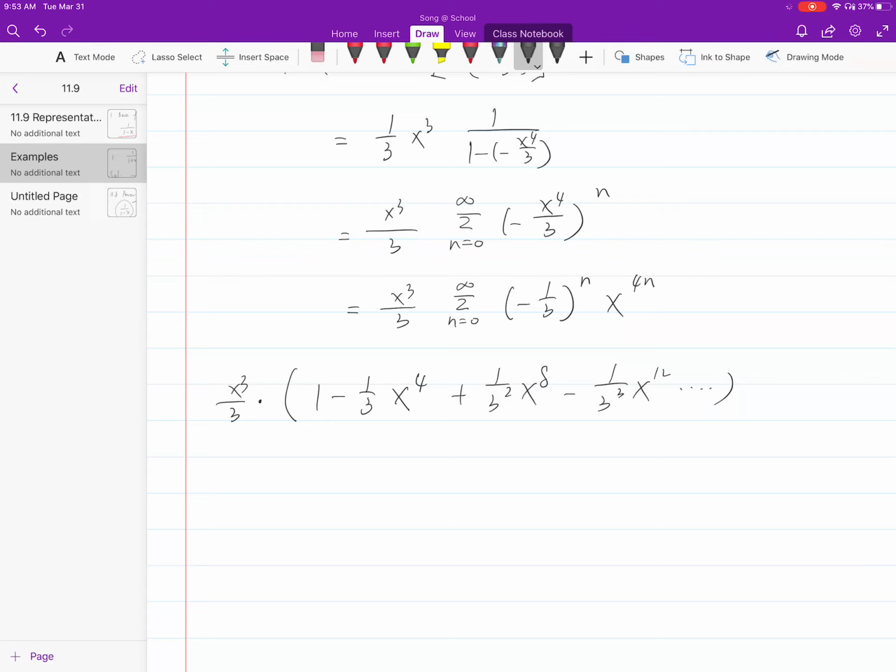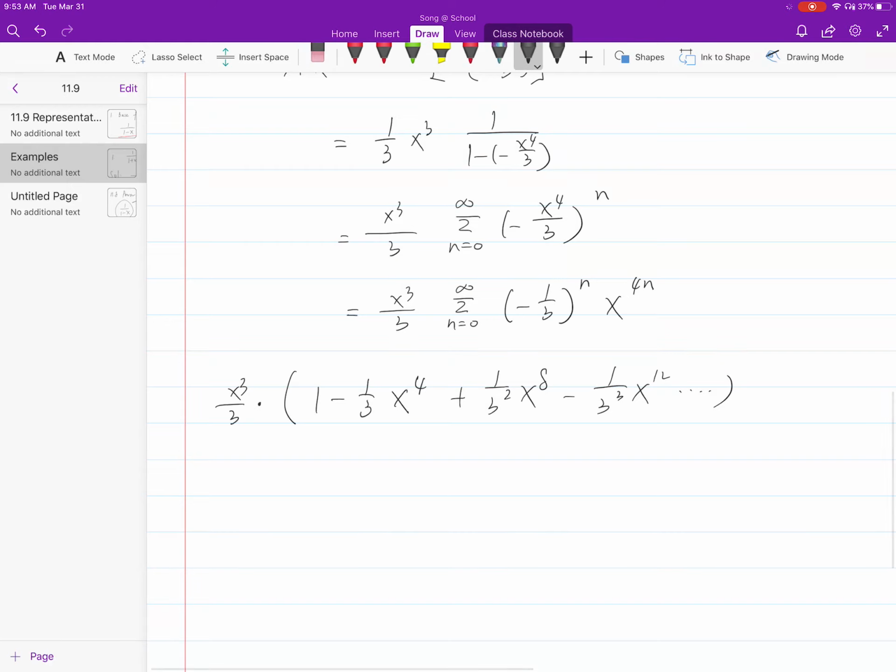So basically, if you just look at this part, you have x to the 4n. That means you start from x to the 0, then x to the 4, x to the 8. You add 4 power of x every time. Your coefficient is going to be alternating. It's going to be a power of 1/3. Everything's good so far. Now you want to times this whole thing by x to the cube.